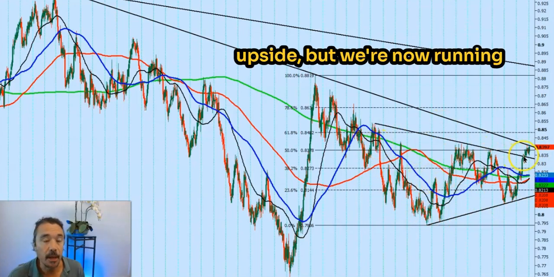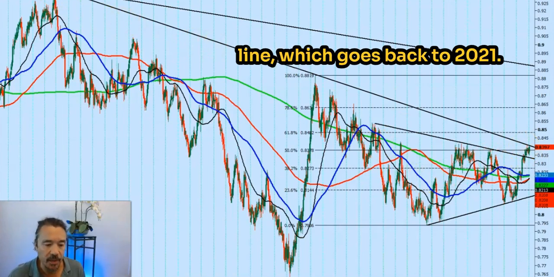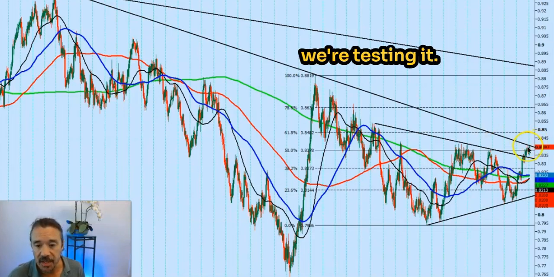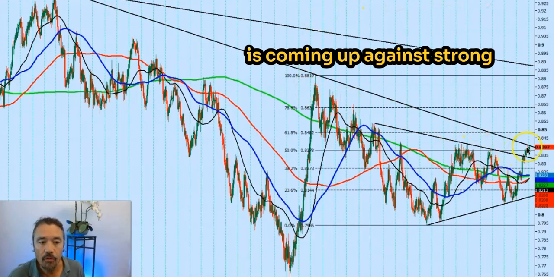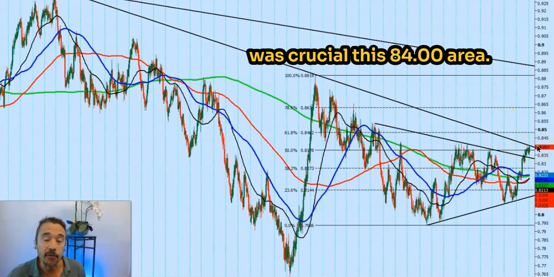We've just broken up to the upside, but we're now running into a far more important trend line, which goes back to 2021. So that's a 3-year-old trend line. And as you can see, we're testing it, we're holding it. So the New Zealand dollar is coming up against strong resistance there against the Canadian dollar. And it was crucial, this 84.00 area.